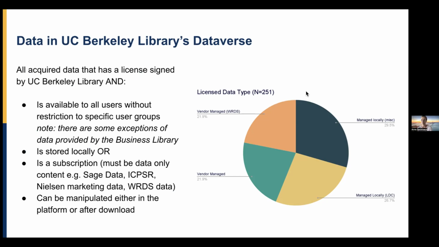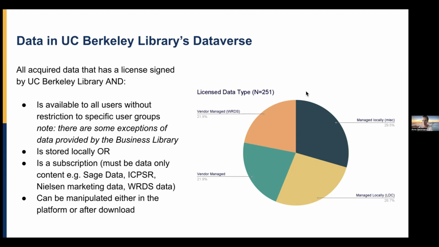So the requirements for a data set to be in the UC Berkeley Library Dataverse is that it has to be available to all users without restriction to specific user groups. Like I mentioned, there are a few exceptions. The files are stored locally with the library, or there's a subscription. But if it's a subscription, it must be data-only content. I'm not putting content in Dataverse that has things like statistics or reports. And the data has to be manipulatable either in the platform that we subscribe to or after the data files have been downloaded. We have about 251 data sets in Dataverse right now.